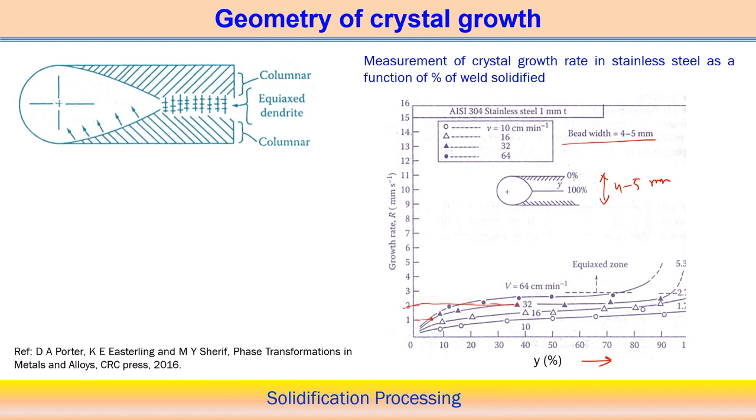But at a particular position we can see the growth rate is more or less constant, and in that particular part we can expect the equiaxed zone. In this zone, when growth rate is more or less constant, it means that first this part solidifies, and then it solidifies at the center part, and that creates the equiaxed zone at the latter stage.